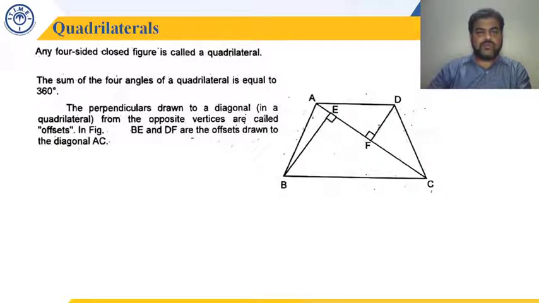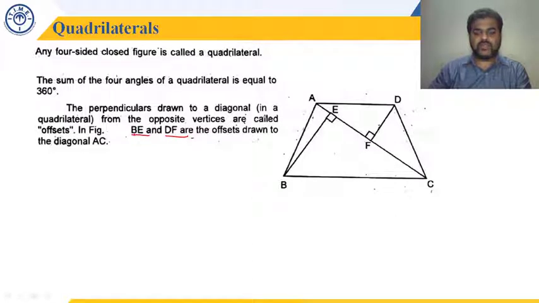The perpendiculars drawn from opposite vertices on a diagonal, these two perpendiculars are known as offsets. So here in this figure, BE and DF are the offsets drawn to diagonal AC.